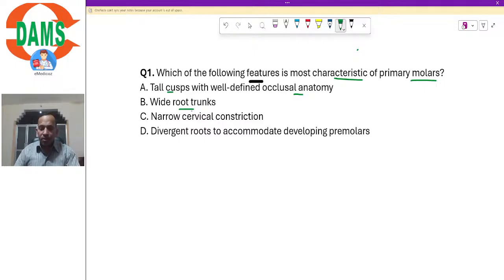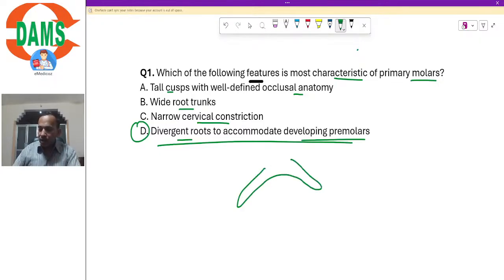Wide root trunks. The root trunks are narrow, right? The pulp chambers are broad and shallow. But as I have told you, the root trunks are smaller, they are shorter, right? Narrow cervical constriction. Divergent roots to accommodate developing premolars. So obviously, premolars are the succedaneous tooth and the roots are divergent to accommodate the premolars. So option D is the correct answer here, isn't it? The roots are divergent so they can accommodate the developing premolar.